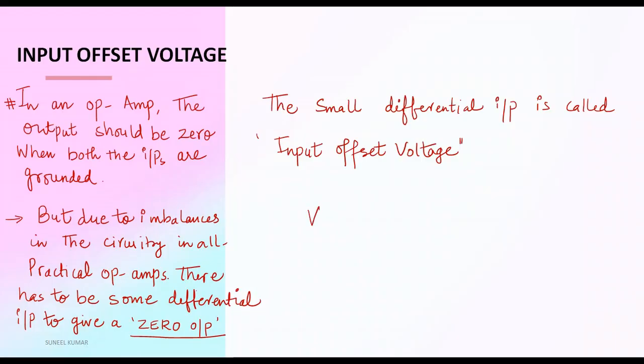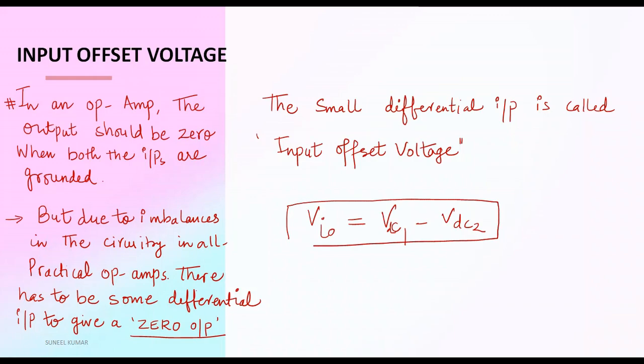So we can write here VIO, the differential input voltage, as VDC1 minus VDC2, basically the difference of the DC supplies. So this is the formulation of input offset voltage: VIO is equal to VDC1 minus VDC2. This is some differential input voltage, and this is known as the input offset voltage.